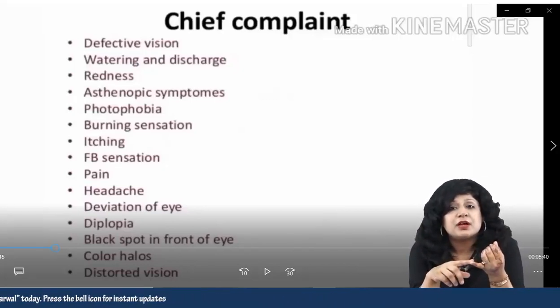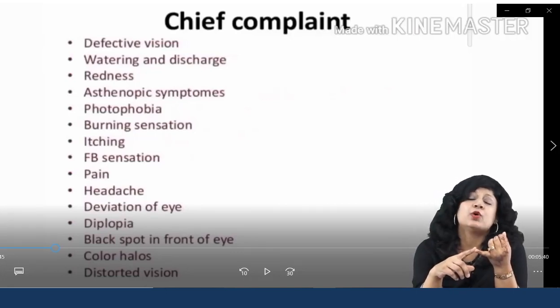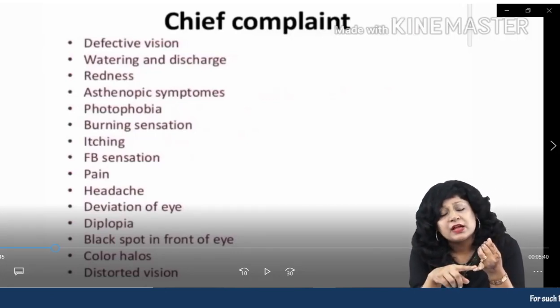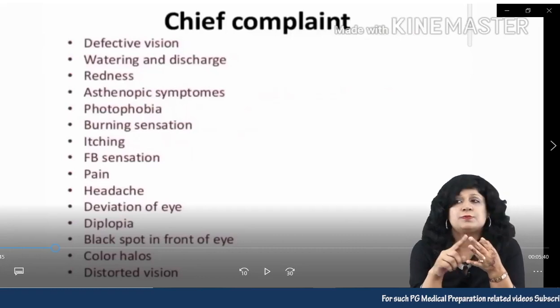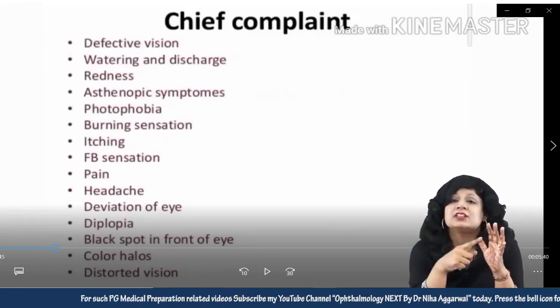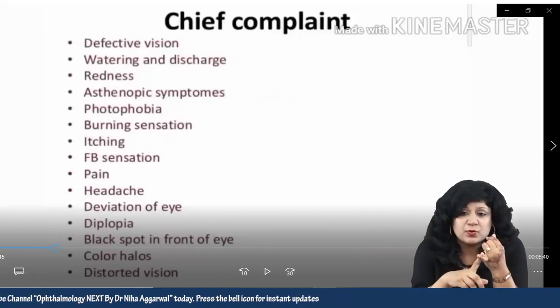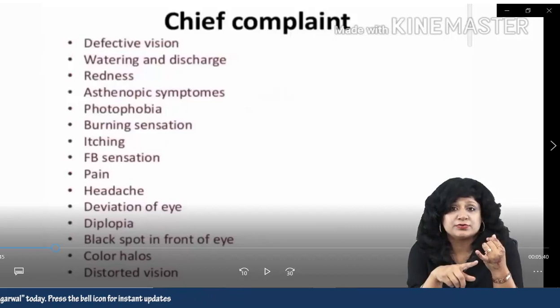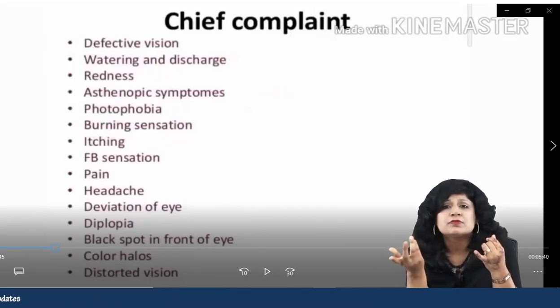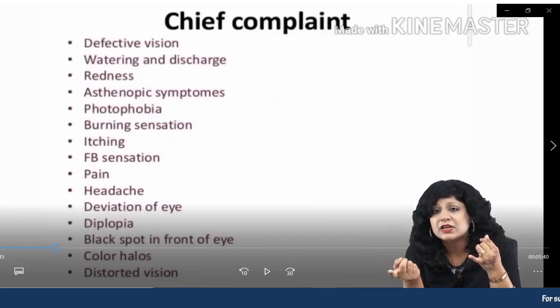Then if there is any history of black spots, floaters. Floaters are very important. They could be in high myopia, they could be in vitreous hemorrhage, they could be in intermediate uveitis, they could be in posterior uveitis, they could be in retinal detachment, they could even be in cataract. So floaters are again important. Then ask about the colored halos, because you know most of the patients are either cataract or glaucoma, and both of them can give me the colored halos.